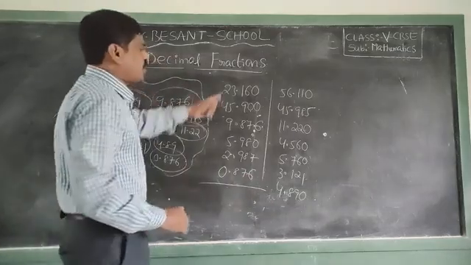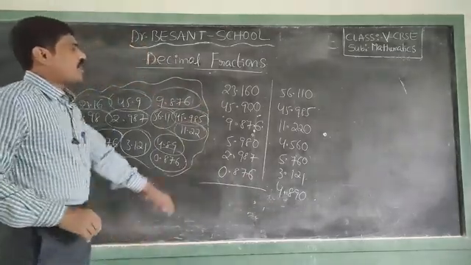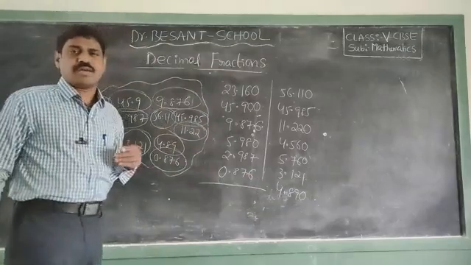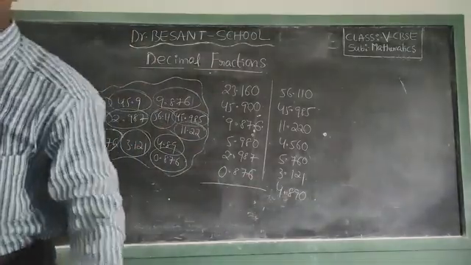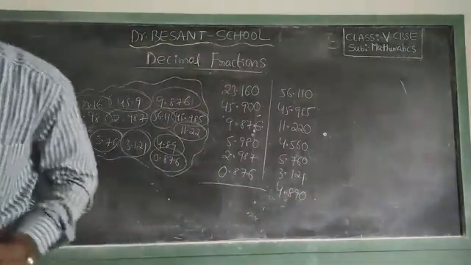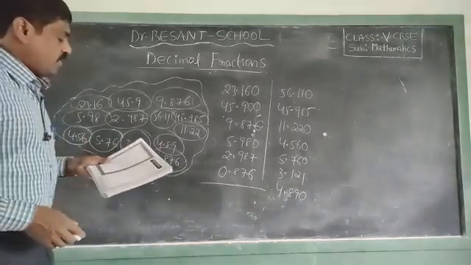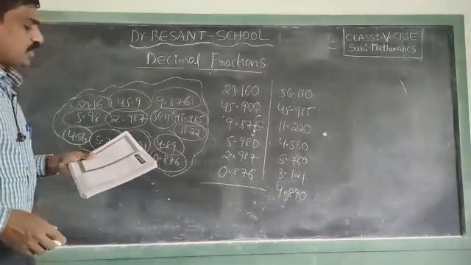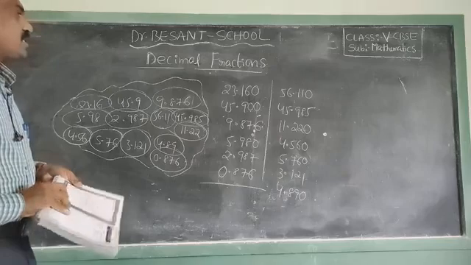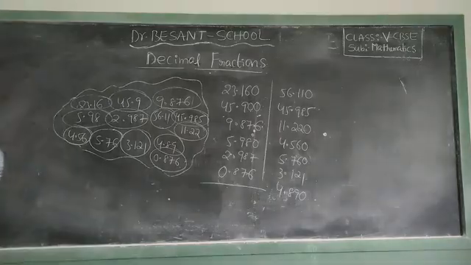So all these have 3 places after decimal. So this is the conversion. Convert the unlike decimals to 3 decimal places. Now it's very clear, children. Note down. Next.